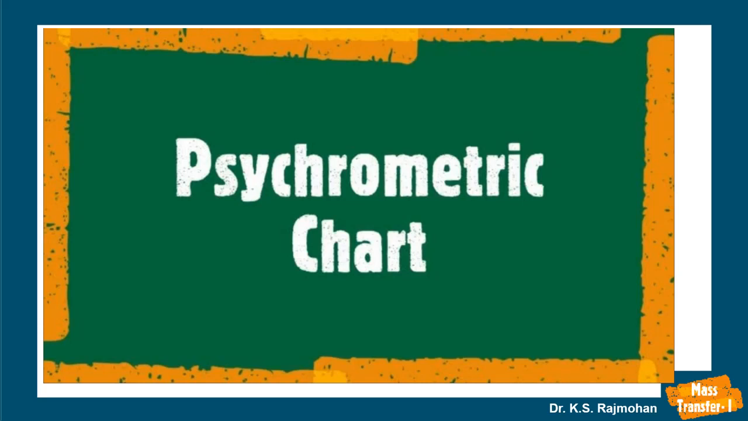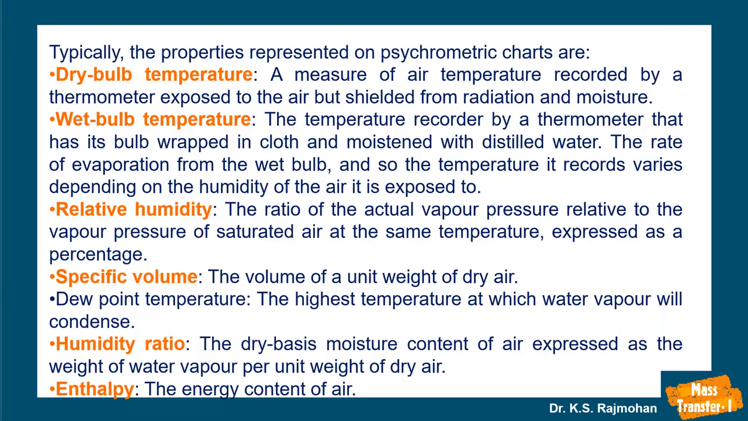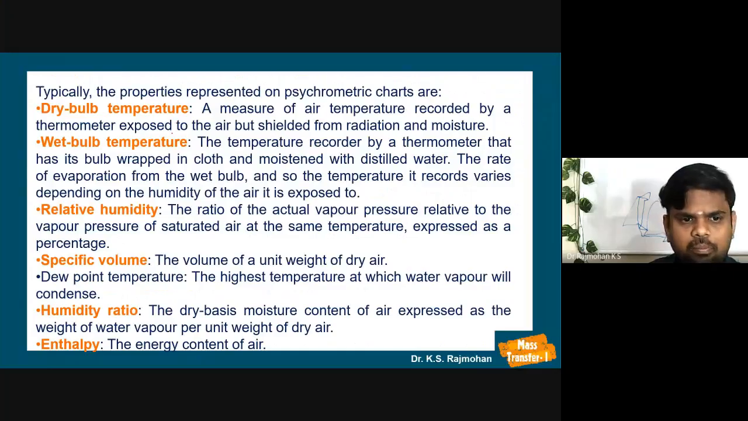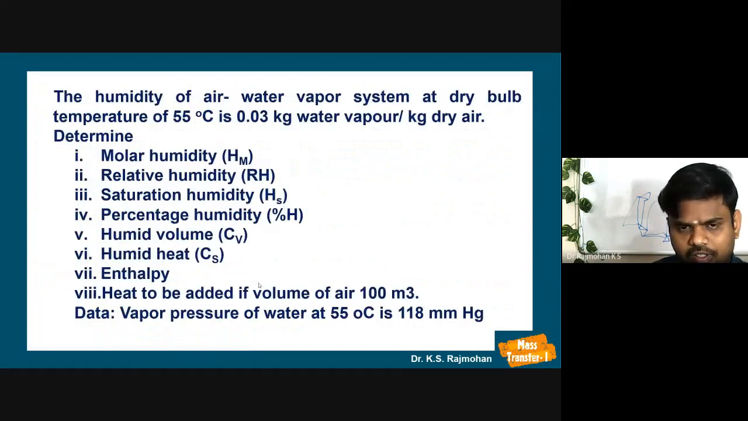Okay, how to solve numericals? We have seen the definitions of what is dry bulb temperature, wet bulb temperature, relative humidity, specific volume, humidity ratio, and enthalpy. And if any two data are known, how to determine the other data using formulas and psychrometric charts has been explained. Now let's solve this problem number 1.